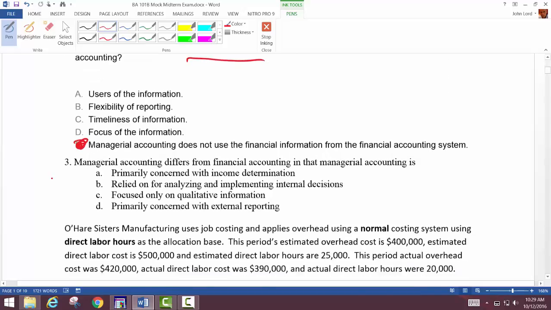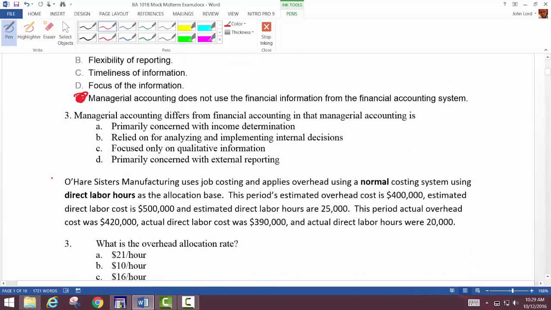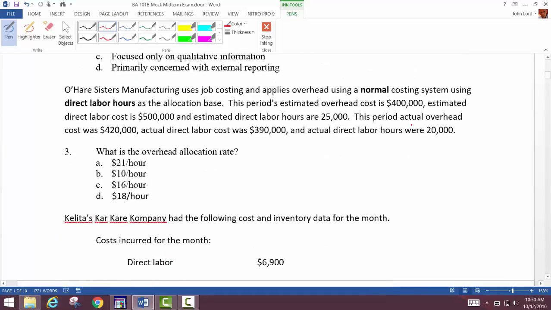Let's look at it. Managerial accounting differs from financial accounting in that managerial accounting relies on analyzing and implementing internal decisions, whereas when we're dealing with financial accounting, it's external, right? Okay, good. So we got some of those theoretical ones out of the way. So let's take a look at this number. What should this be now? Number 4.